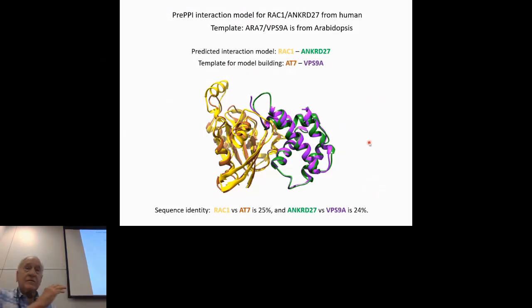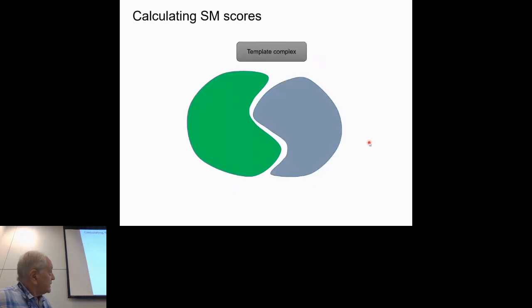Now, what I'm going to tell you in a minute is that we build models, we build billions of models. And we have to evaluate them and get a score that tells us whether they're likely or not likely. The question is, how do we do it? We obviously can't do a simulation on billions of models. So what we do is the following.